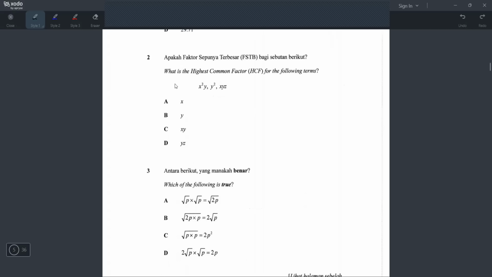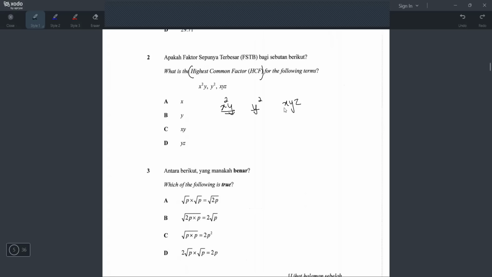Okay, next question. What is the highest common factor of the following terms? You need to understand what is the meaning of highest common factor. Okay, in Bahasa Melayu, we call it faktor sepunya terbesar. So what does it mean by faktor sepunya terbesar? Factor. What does it mean by factor? The terms are x square y, y square x y z.